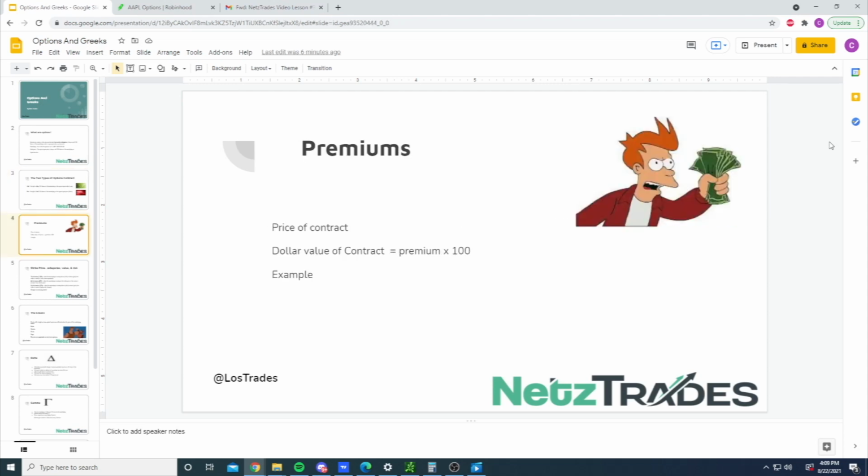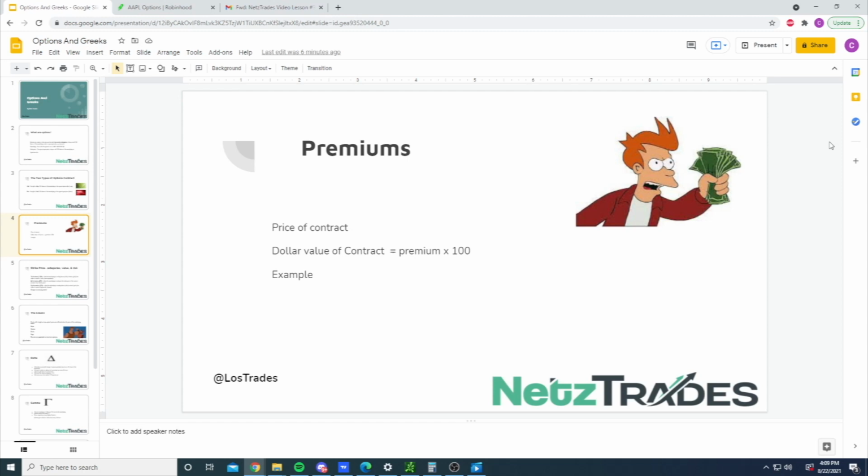So we have premiums. Premiums are the actual price of the contract and how much the contract is worth. But to get the actual dollar amount of what you would buy and sell an options contract for, you have to take the premium of the contract and multiply that by 100, because the premium of the contract is what you're paying per share to be able to buy or sell at that strike price.